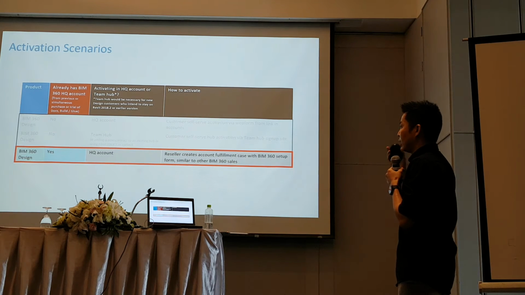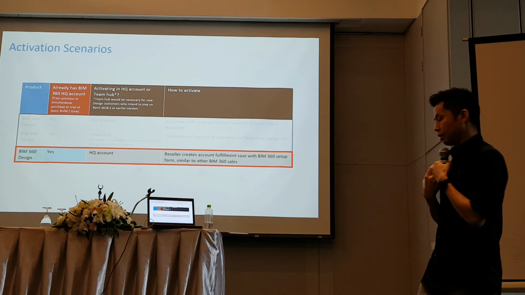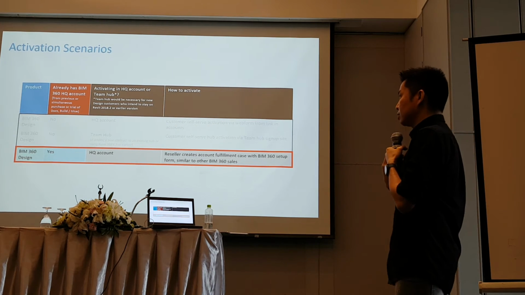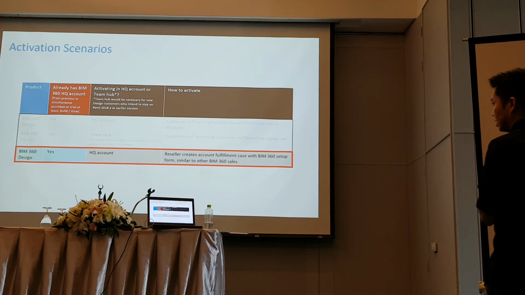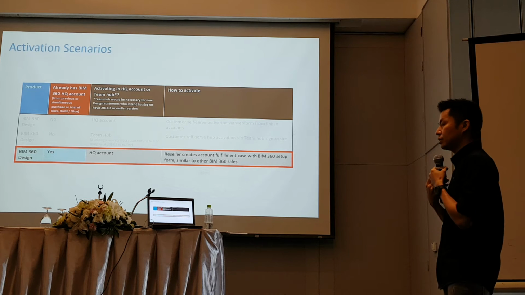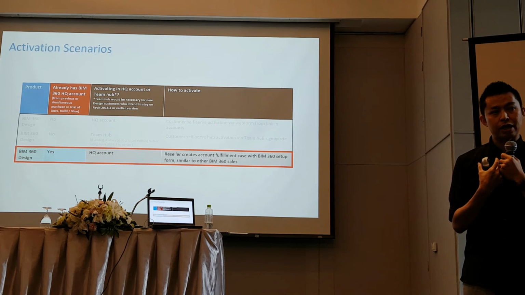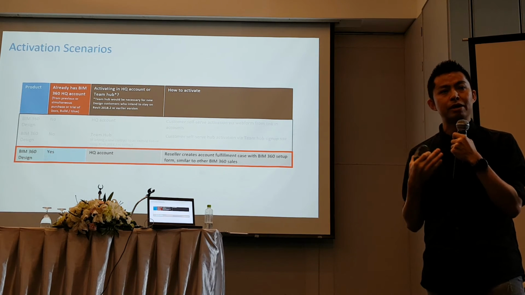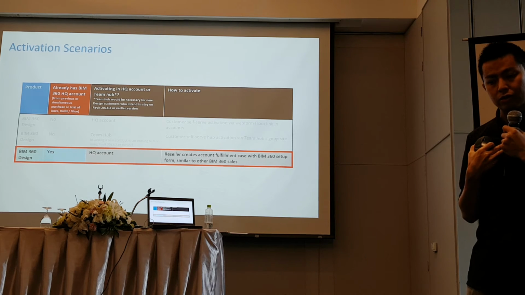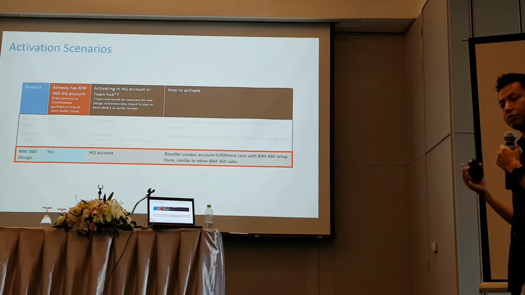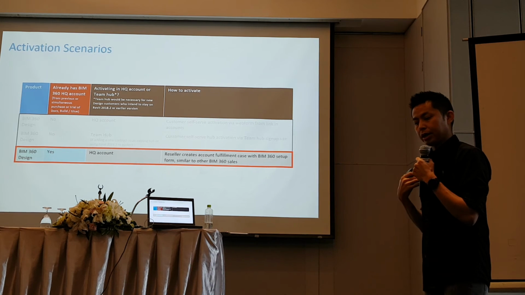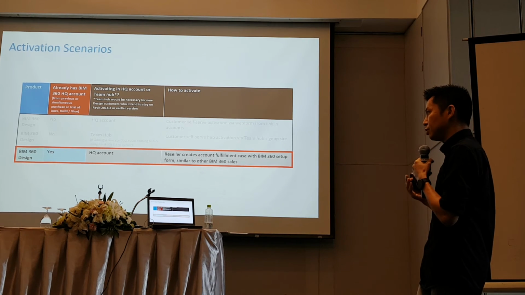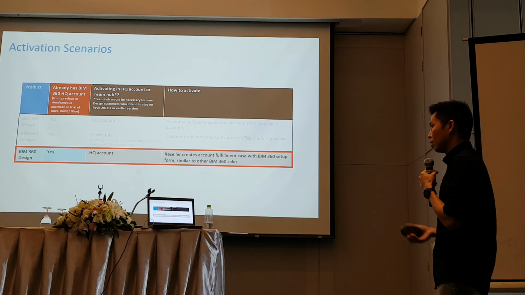Now, there's one more thing here, the activation scenario. Anyone who purchases BIM 360 Design and already has a BIM 360 HQ account is an existing customer. Remember I said that if I'm an existing Docs user, do not use that form to register. So if I buy a new one, I'm an existing Docs user, and I bought BIM 360 Design, what should I do?